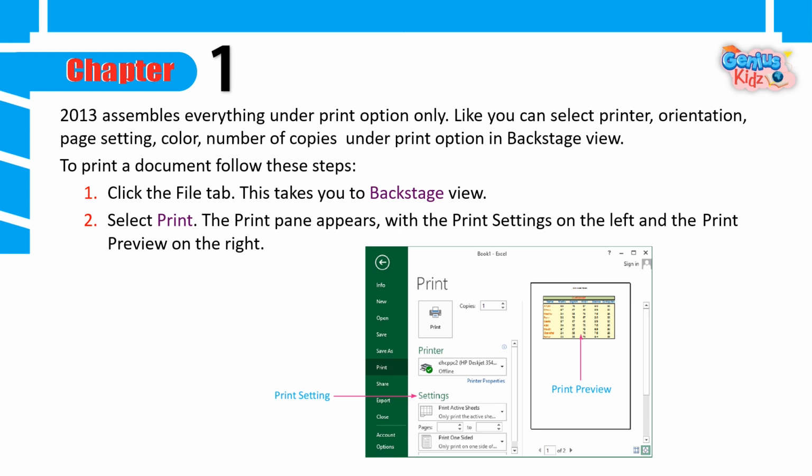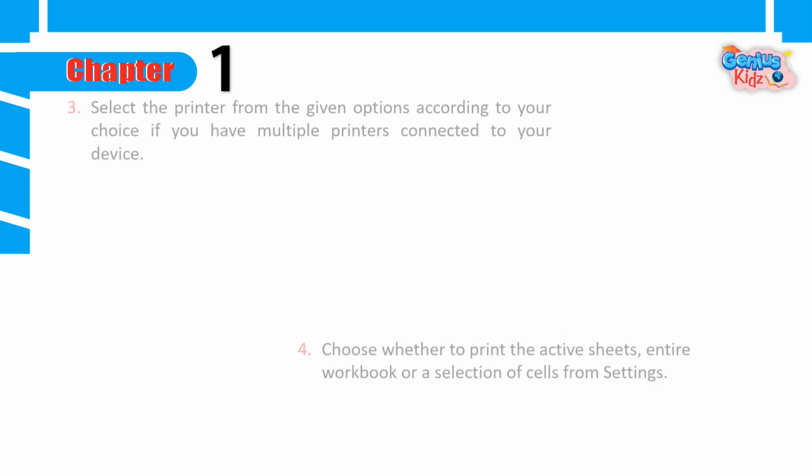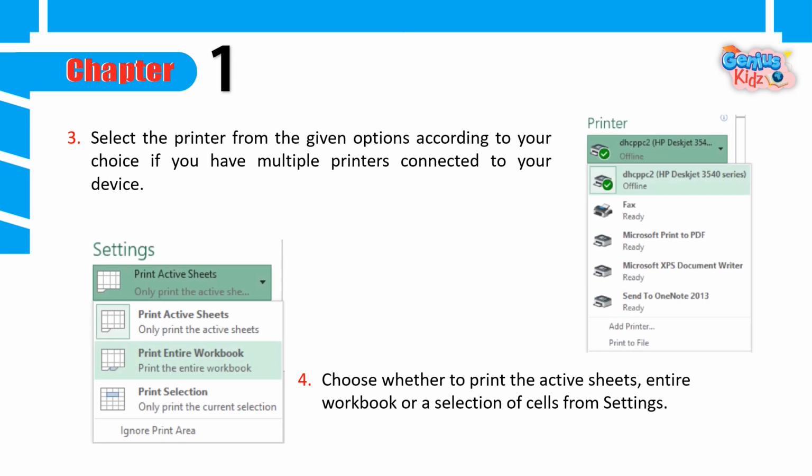To print a document, follow these steps. 1. Click the File tab. This takes you to Backstage view. 2. Select Print. The print pane appears with the print settings on the left and the print preview on the right. 3. Select a printer from the given options according to your choice if you have multiple printers connected to your device. 4. Choose whether to print the active sheets, entire workbook or a selection of cells from settings.